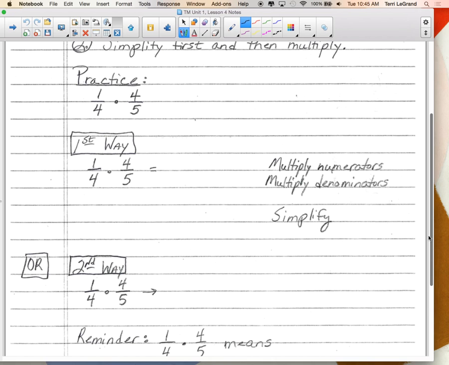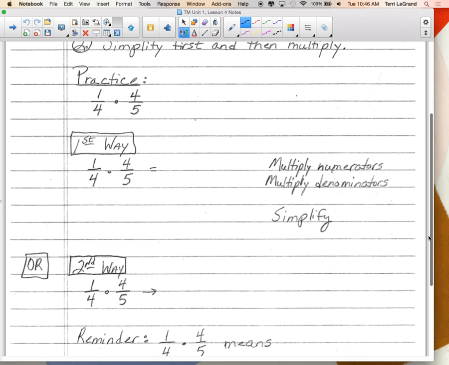Anybody think they know the answer right now? Trying to visualize what's 1/4 of 4/5? Anybody think they know what that might be? 1/4 of 4/5. Harley? 4/20. Okay, 4/20 is 4/20. Can that be renamed? What can 4/20 be renamed as? Okay? 1/5. So 1/4 of 4/5 is 1/5.